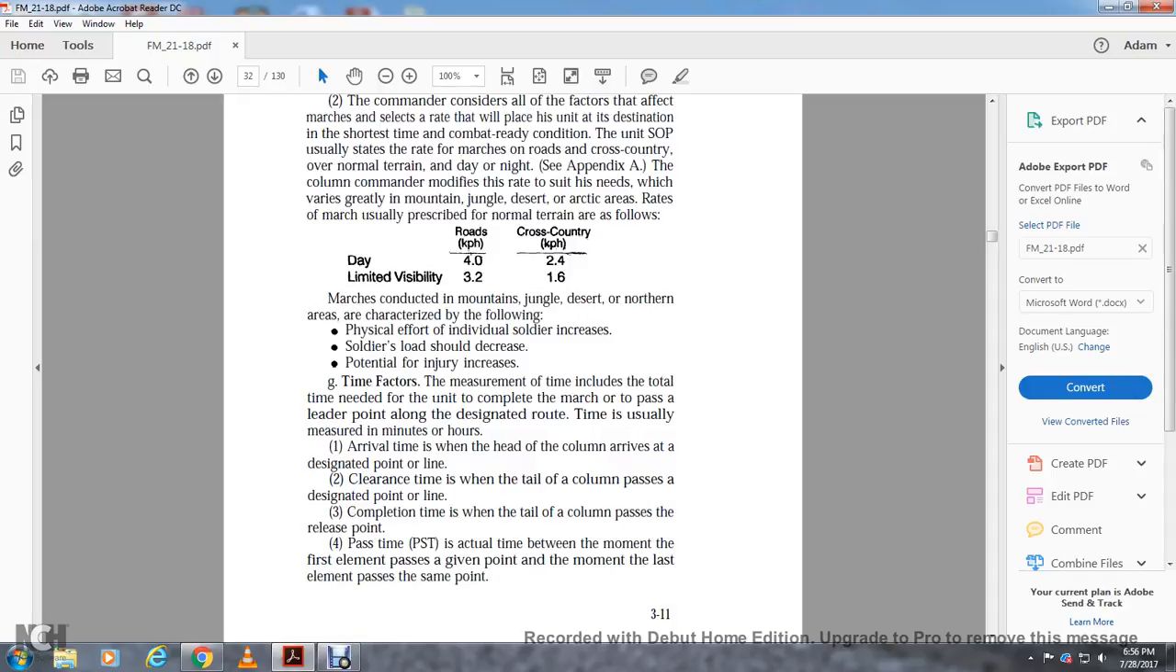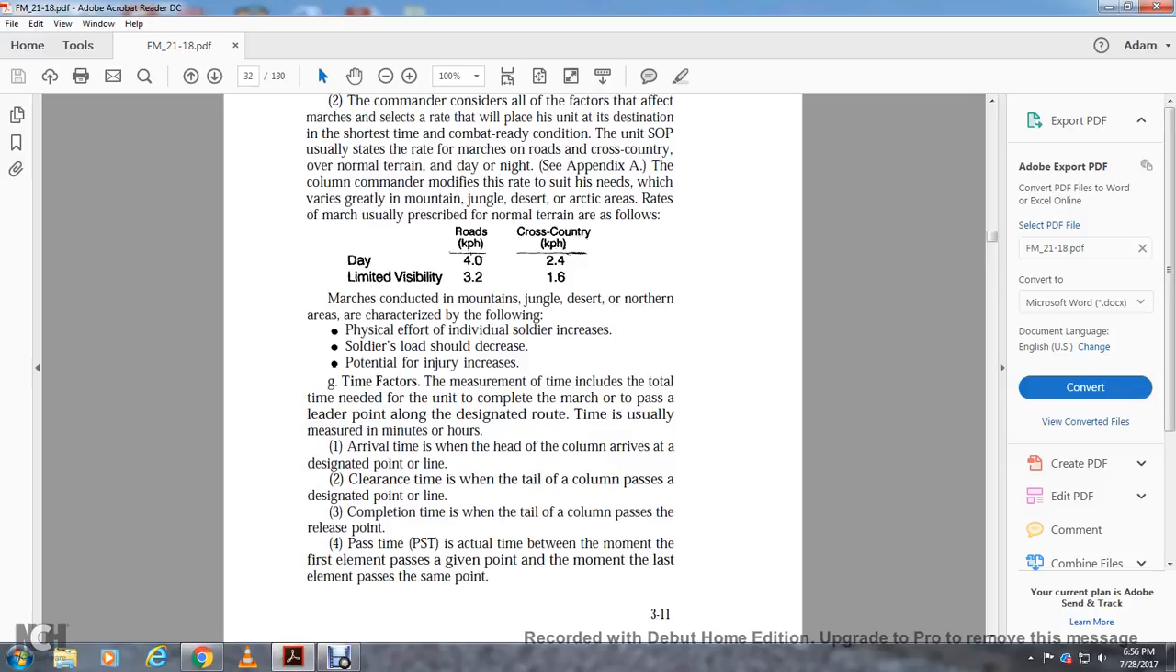All right, marches conducted in the mountains, jungle, desert, and northern areas are characterized by the following: physical efforts of the individual increase, the soldier's load should decrease, and time potentially increases. The time of active measure includes the total time needed for the unit to complete the march, passing from the leader point along the designated route. The time is usually measured in minutes or hours.